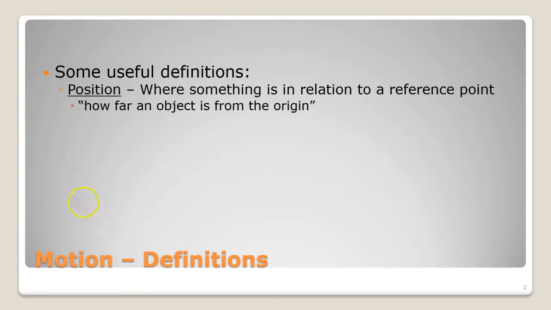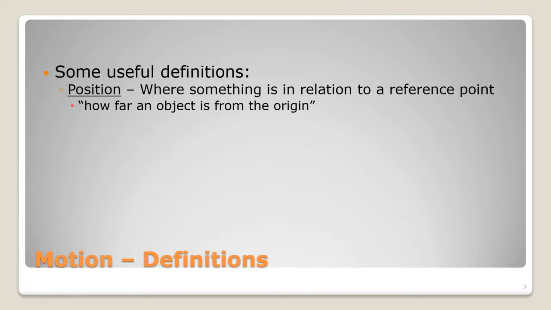So first of all, position. Something's position is quite obviously where it is, where something is, but it is in relation to a reference point, and that's really important to understand. So if you were in class, when we did the activity with the car, we had positions 0, 2, 4, 6, 8, and 10. We named those positions, those numbers, because position 2, for instance, was 2 meters from the origin, from that starting line. Position 4 was 4 meters from the starting line, et cetera, et cetera.